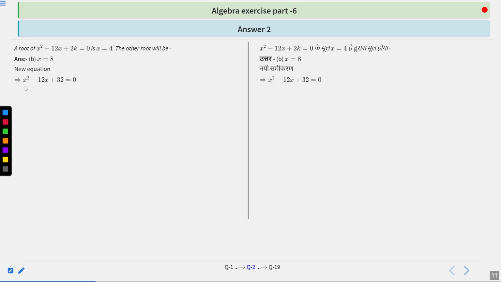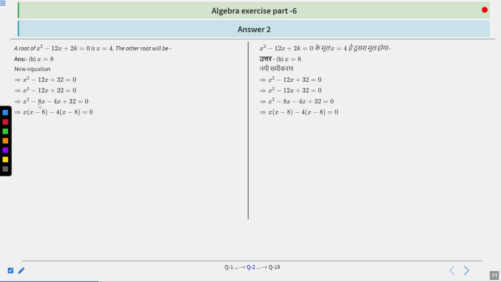New equation is going to be x square minus 12x plus 2 into 16, which is 32, equal to 0. So x square minus 12x plus 32 equal to 0 is the new quadratic equation. So factoring this quadratic equation, we get x square minus 8x minus 4x plus 32, because the multiplication of minus 8 and minus 4 is plus 32, and minus 8 minus 4 is minus 12. So it is satisfying the conditions for the factorization.